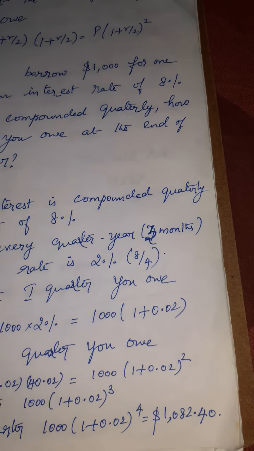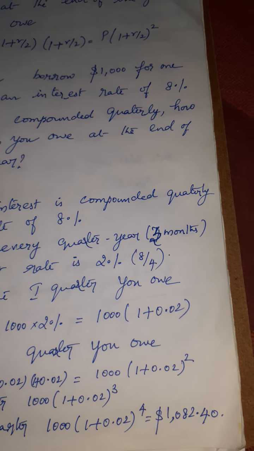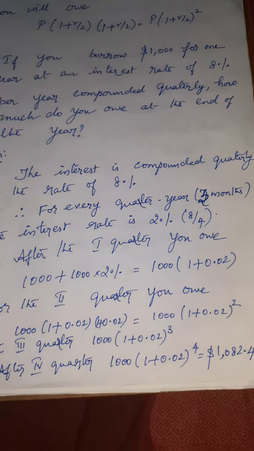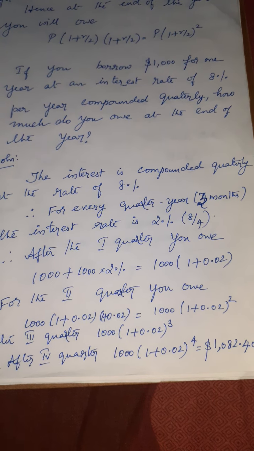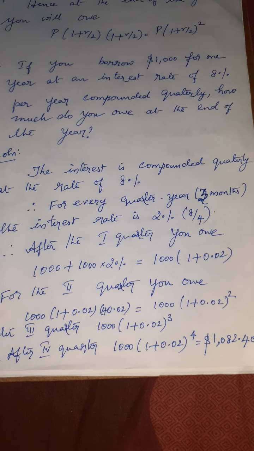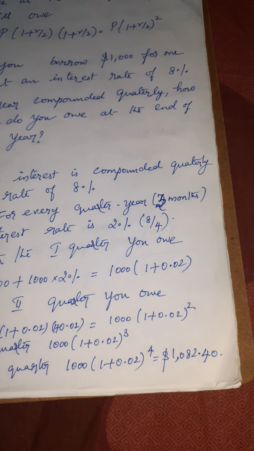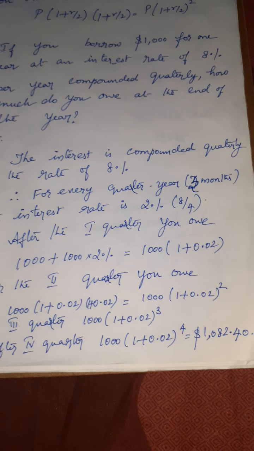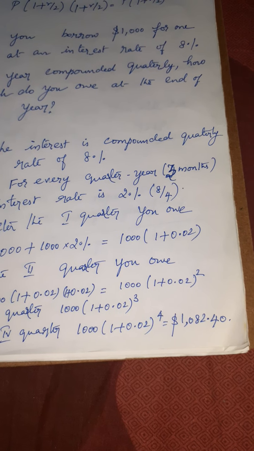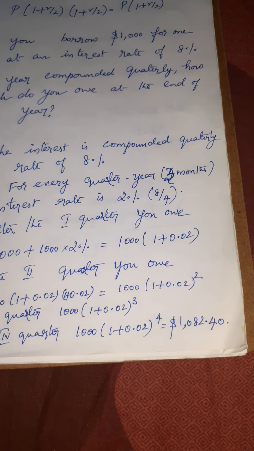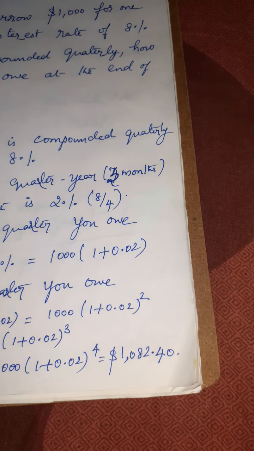Now after 3 months, this is the new principal amount. Based on this principal amount, we are going to calculate the next amount. In the second quarter, the amount you are going to owe is 1000 into 1 plus 0.02 into 1 plus 0.02, which is finally 1000 into 1 plus 0.02 the whole square. Similarly, we go for the third quarter and the fourth quarter. After the fourth quarter, the amount which you are going to owe is 1000 into 1 plus 0.02 the whole power 4, which is finally $1,082.40.